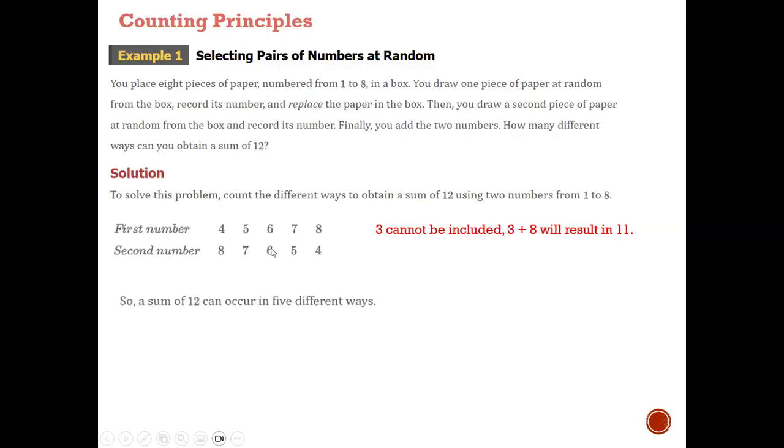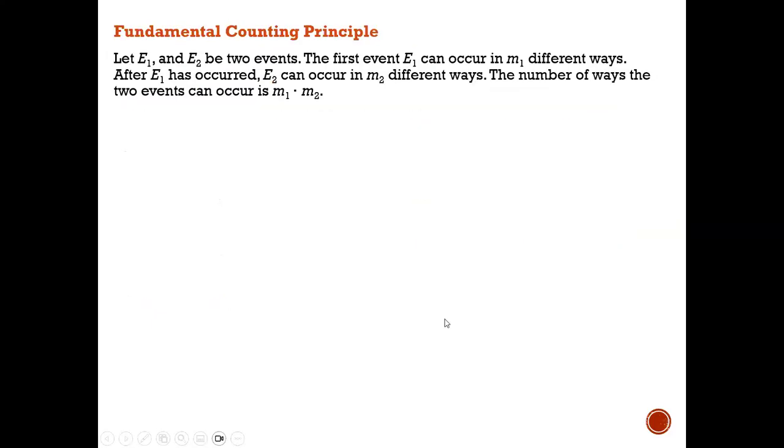So 8 with 4, 7 and 5, and so on. These are the 5 different ways we can get a sum of 12, because you're just listing out the numbers and finding the matches. And we know by writing them out that there are only 5 ways we can do that. So that's an example here of the counting principle. The counting principle is basically going to tell us how many ways there are of getting something or having something occur, right? So let's look at the fundamental counting principle.